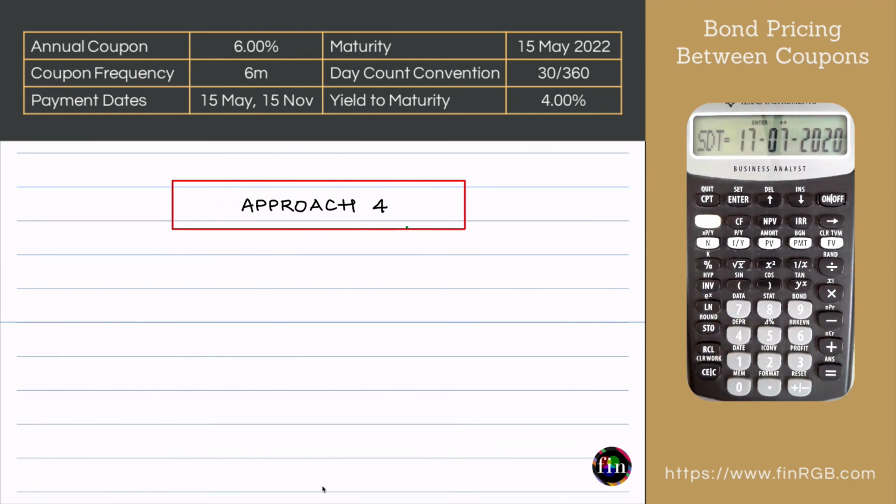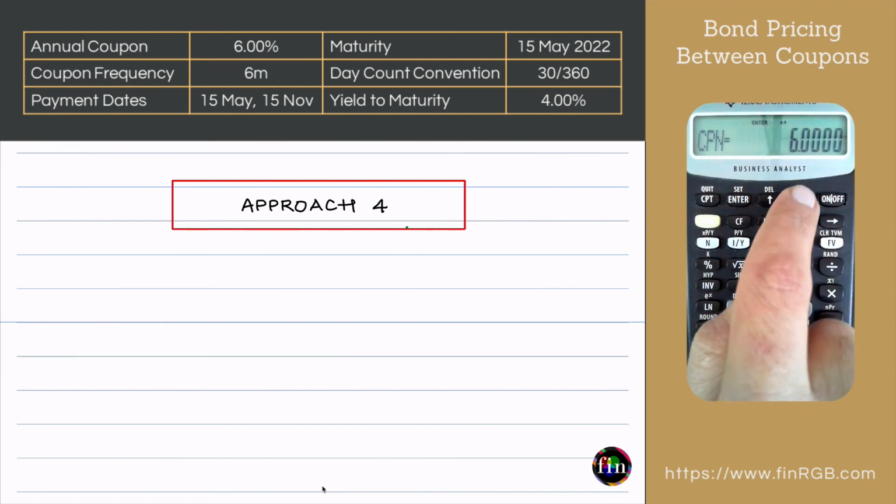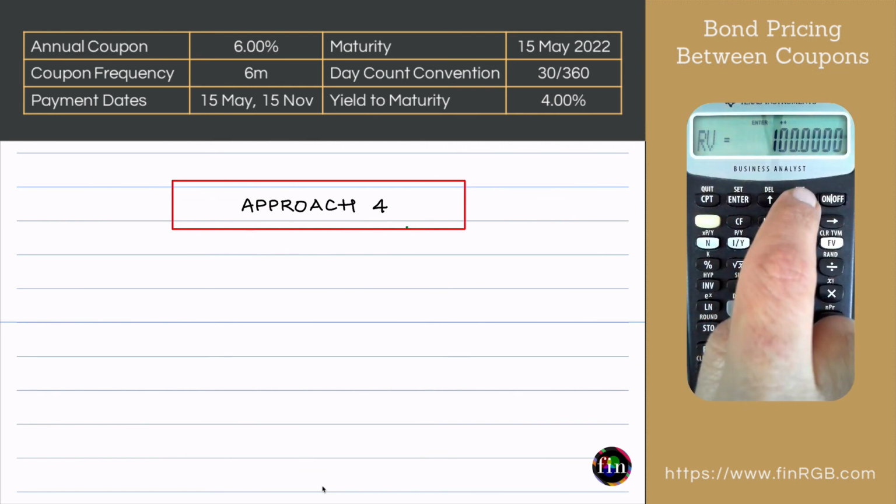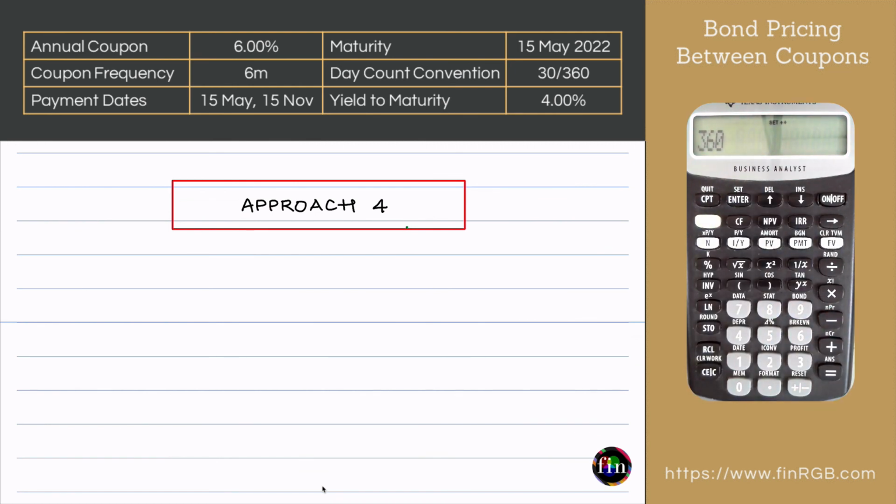So start with entering your settlement date. I've already entered this date, 17th July 2020. Then next enter your coupon. Please be aware that this coupon has to be the annualized coupon in percentage terms, and hence I have entered 6. Next, enter the redemption date, the maturity date, and I have entered 15th May 2022. Okay. Then next, enter your redemption value. So this is $100.